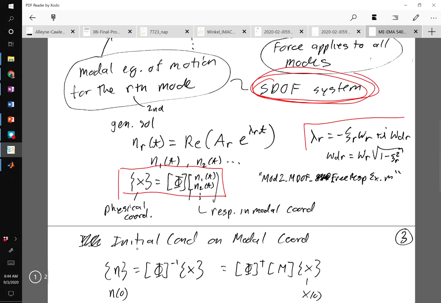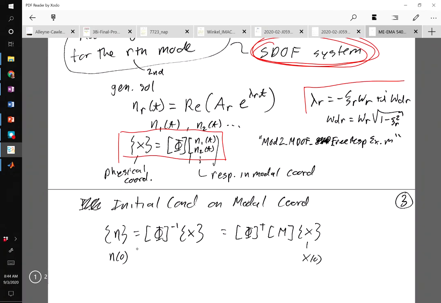The one thing we haven't talked about that we will need to do this is recall that this depends on the initial conditions of the system. And probably any initial conditions that we're given are going to be on x, right? We might know x at time 0. We might know x dot at time 0.